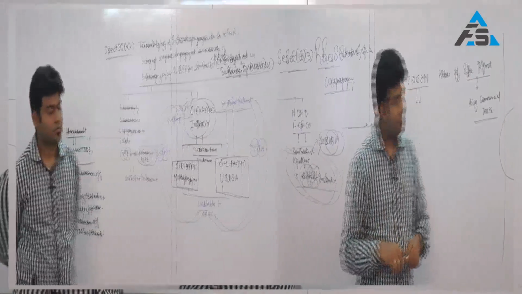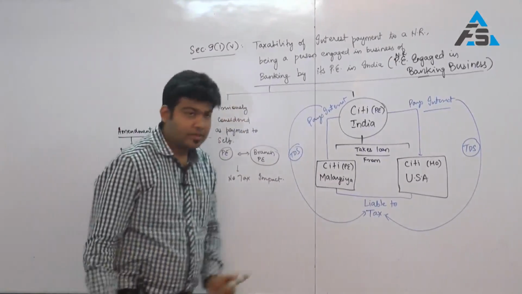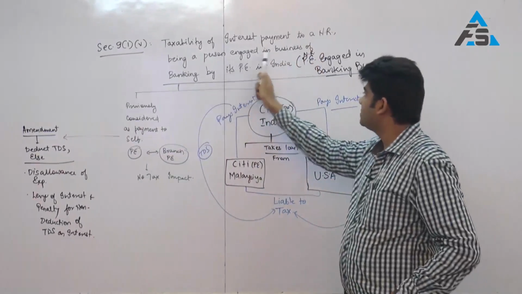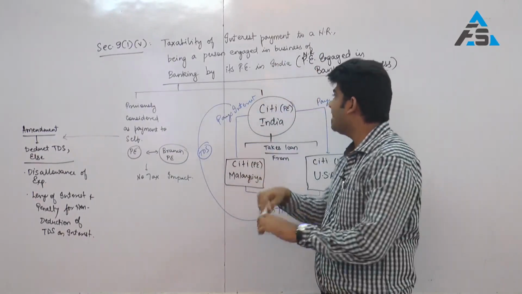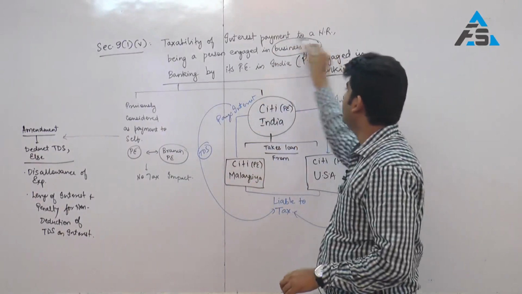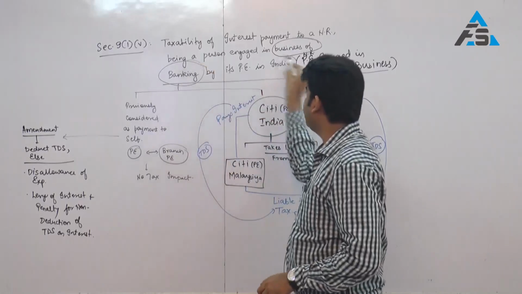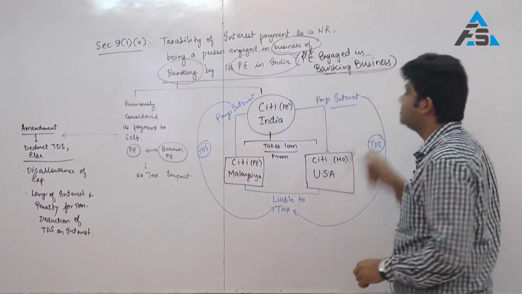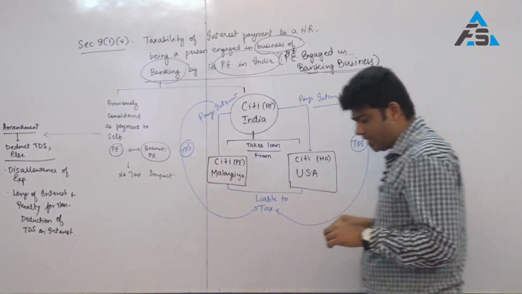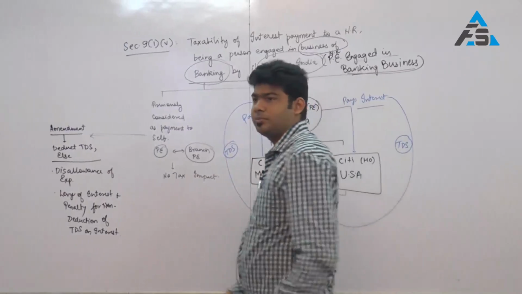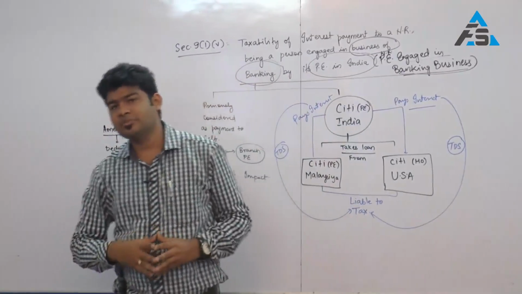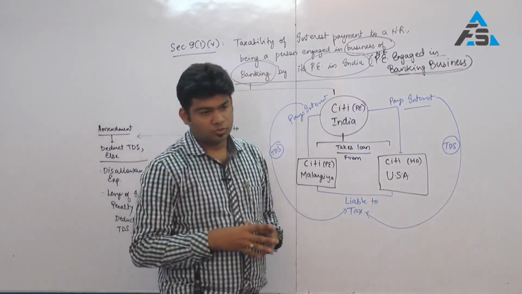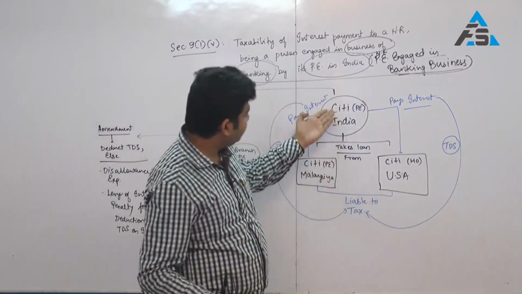Section 9, subsection 1, clause 5. Taxability of interest payment to a non-resident, being a person engaged in the business of banking, by its PE in India. Again, non-resident PE engaged in banking business. So keep that in mind. Now what happened was, suppose there are a lot of multinational companies which have come into India, including those having banking businesses. So here let's take this example.